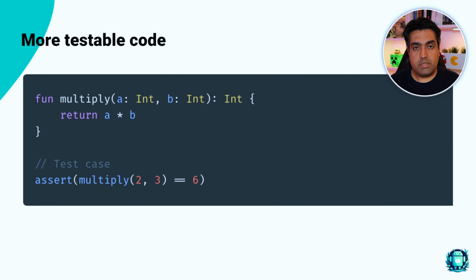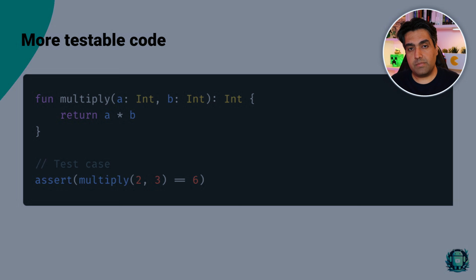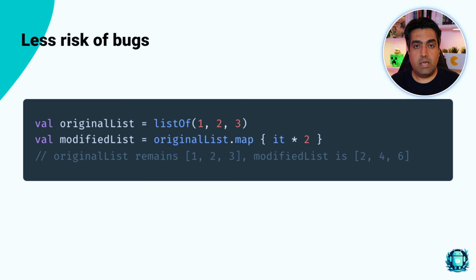Second, pure functions and immutability make it easier to test your code. Since pure functions do not have side effects, you can test them in isolation. And finally, immutability helps reduce the risk of bugs by ensuring that data cannot be changed once it is created. This makes it easier to reason about your code and avoid unintended side effects.